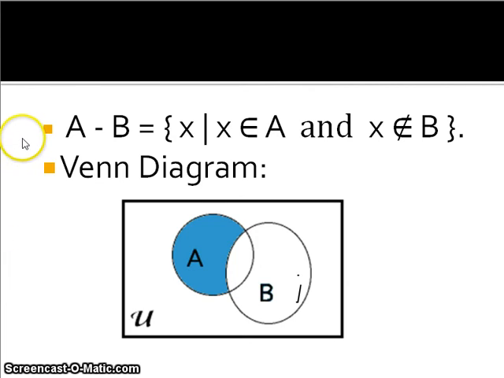Writing the notation of the difference of A and B, we have A minus B contains x, such that x is an element of A and x is not an element of B. And we have here the Venn diagram for that. You can see the shaded region is the only elements remaining in A. So it means that all the elements of B are taken out or subtracted from A.